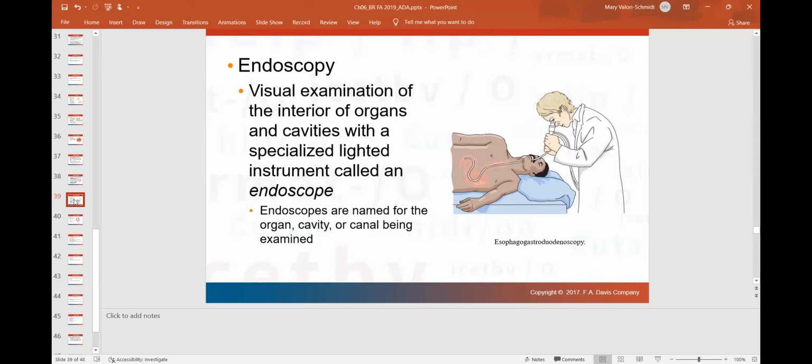Endoscopy, we talked about this before. An endoscope, we go into, endo. It's a tube with a camera and it goes down into an organ. We can do a bronchoscope. We can go down into the lung. We can do an endoscope and go into the esophagus.